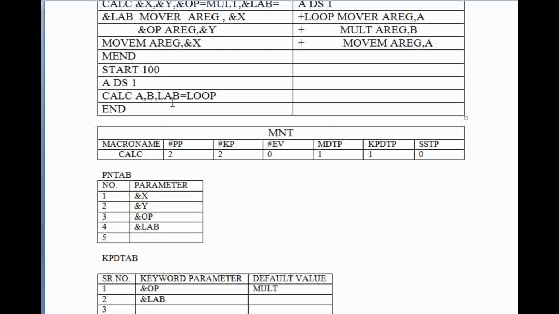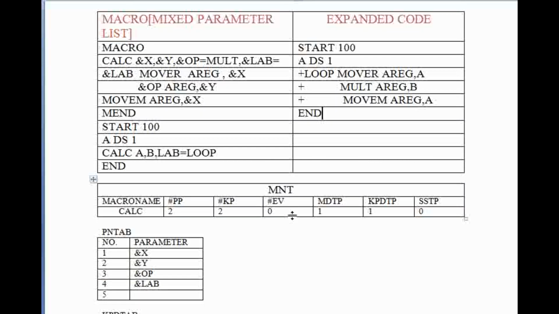Then we go to the next line following the macro called calc, and the next one happens to be end. End is compared with CALC, there is no match, so we write this over here, and end indicates the end of an assembly language program. So this is the expanded code for a macro that contains a mixed parameter list.